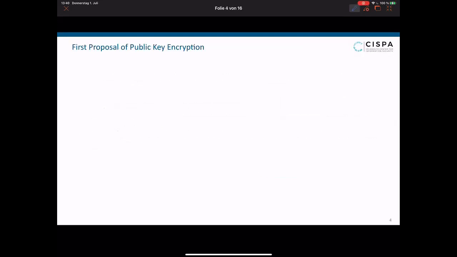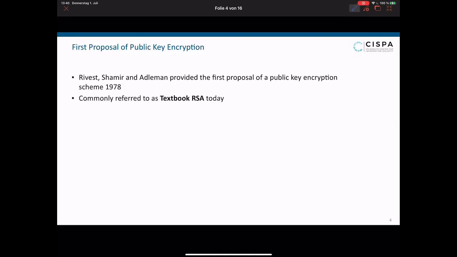And before we talk about security, let's look at the very first proposal, which was in 1978. And this was proposed by Rivest, Shamir, and Adleman. This scheme is commonly referred to as textbook RSA these days, for a reason that we're going to get into in a moment.